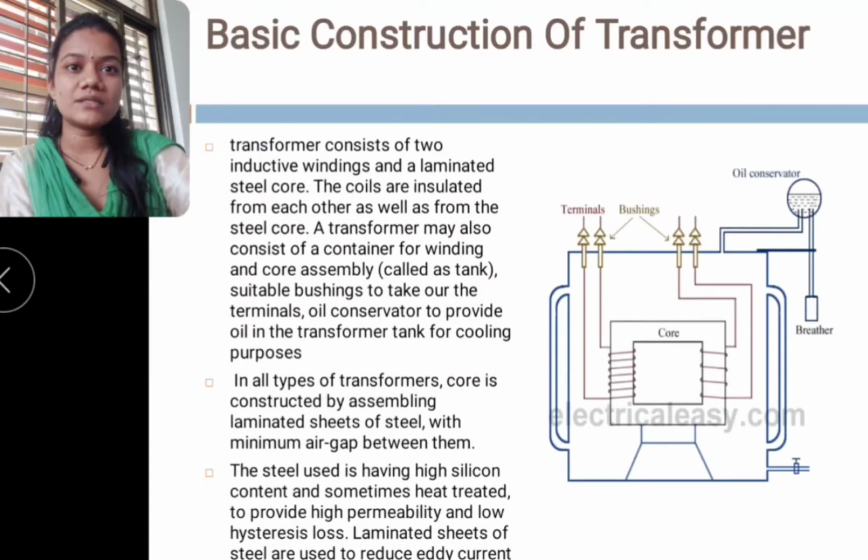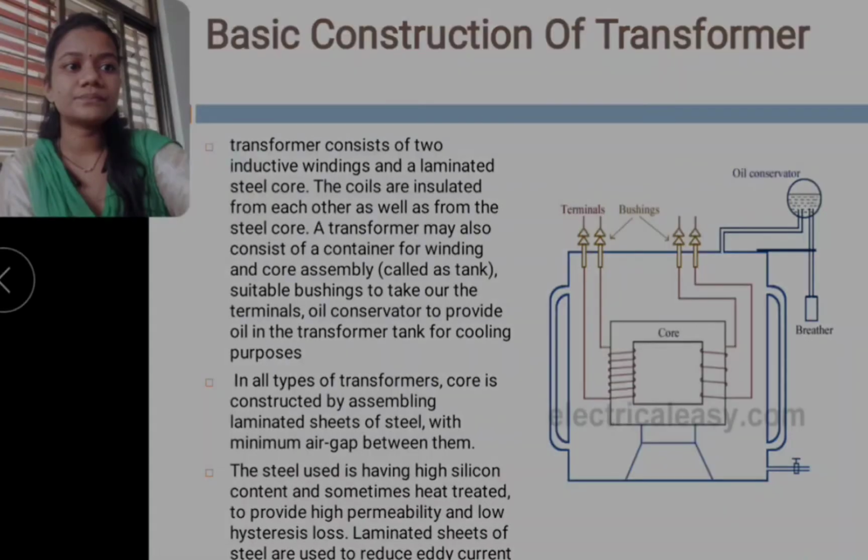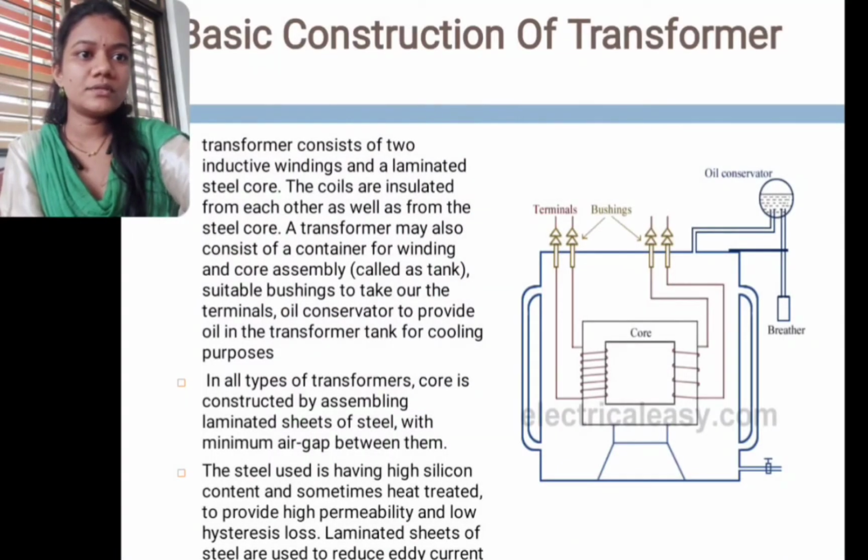Now, what is the basic construction of a transformer? As we see, there is a primary winding and a secondary winding, but what is the actual construction of the transformer? This is the image of the construction of a transformer. This is the primary winding, this is the secondary winding, these are the terminals, these are the bushings, and here is the oil conservator. This is the construction of your transformer.